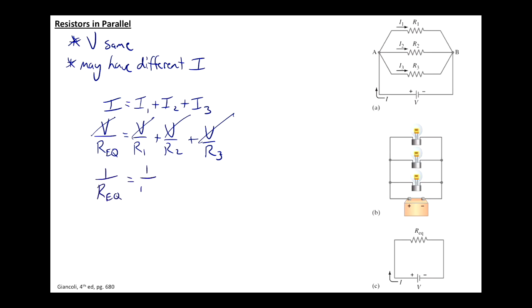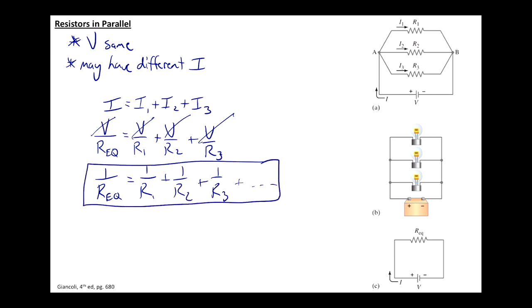So notice what happens here. 1 over REQ equals 1 over R1 plus 1 over R2 plus 1 over R3, and that would continue for as many as you have in parallel with each other. So the rule for parallel resistors is like the rule we had for series capacitors. It's just flip-flopped, and you have to keep that difference straight, okay?